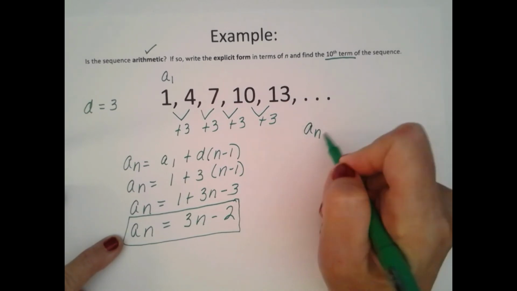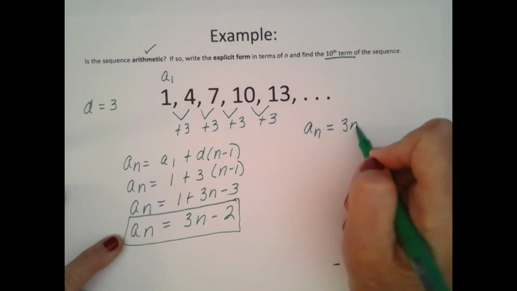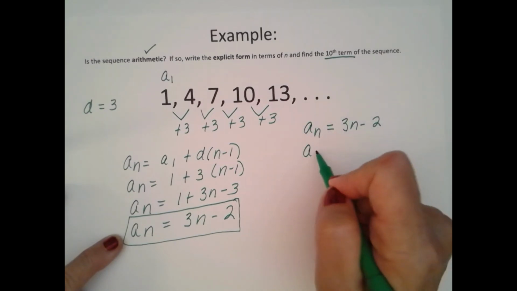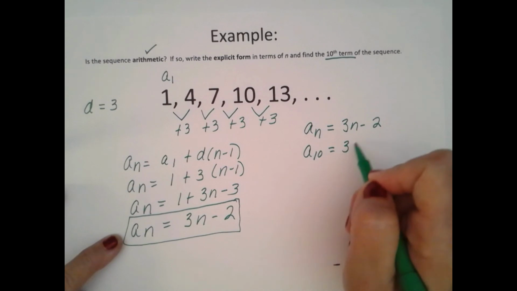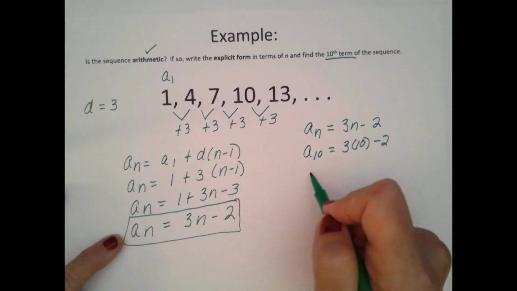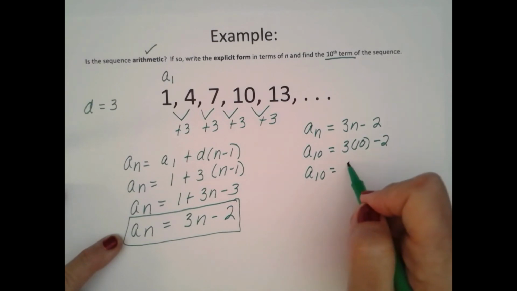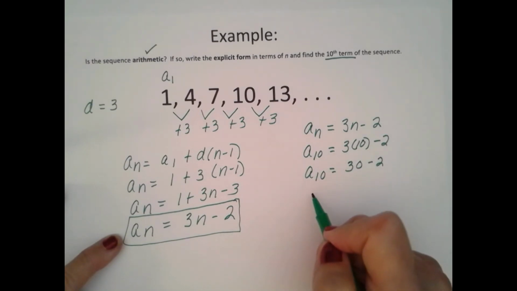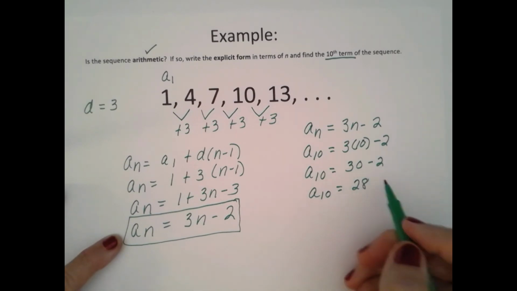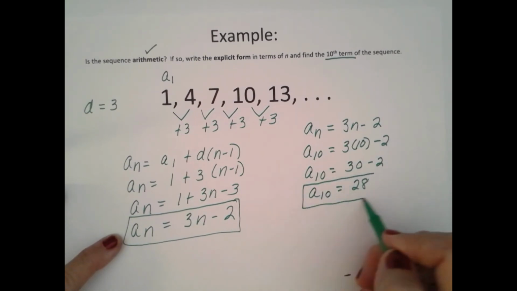a sub n is equal to 3n minus 2. My 10th term, a sub 10, is equal to 3 times 10, I'm substituting in for n, minus 2. a sub 10 is equal to 30 minus 2. a sub 10 is equal to 28. So our 10th term is 28.